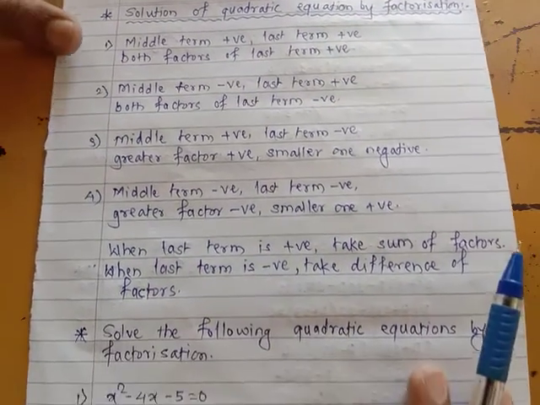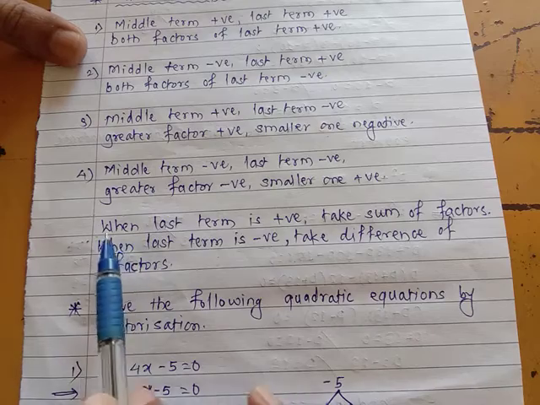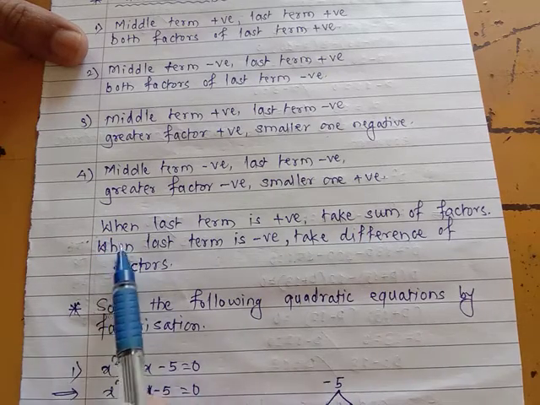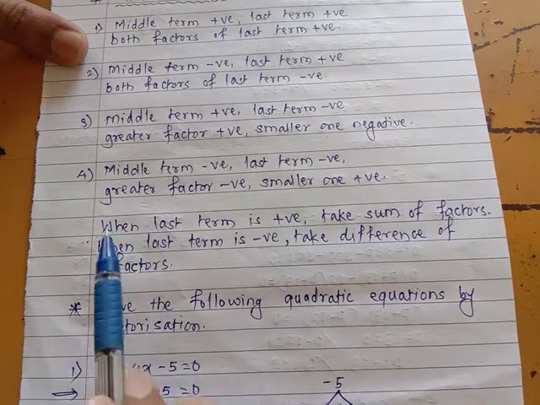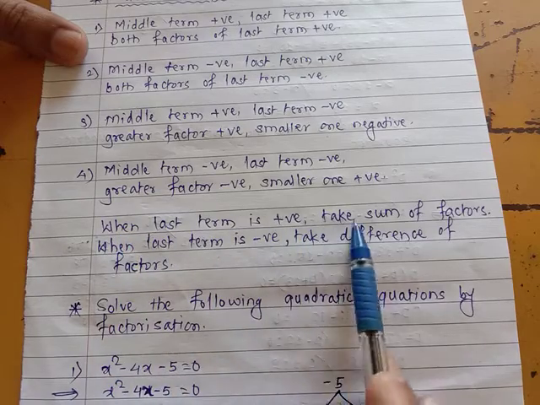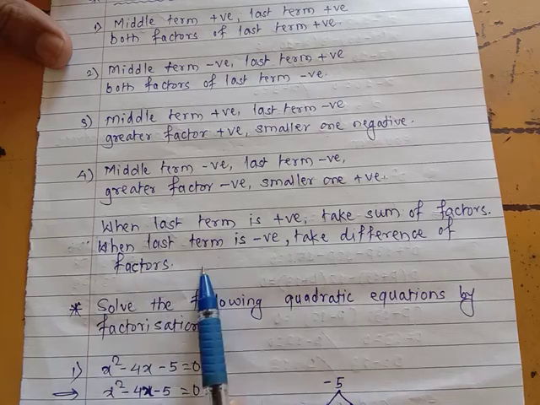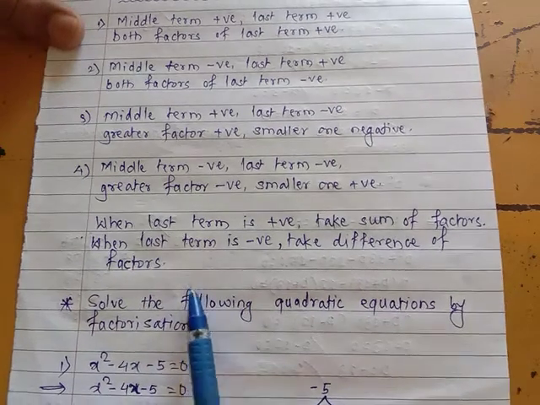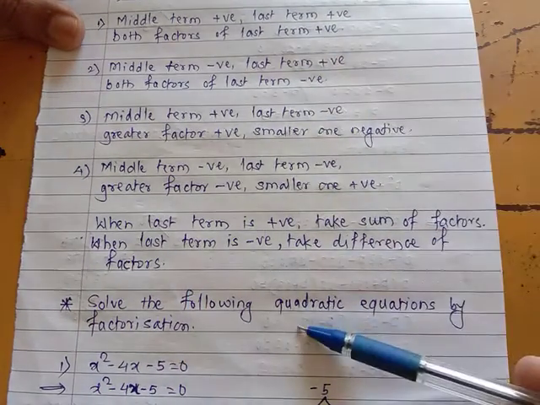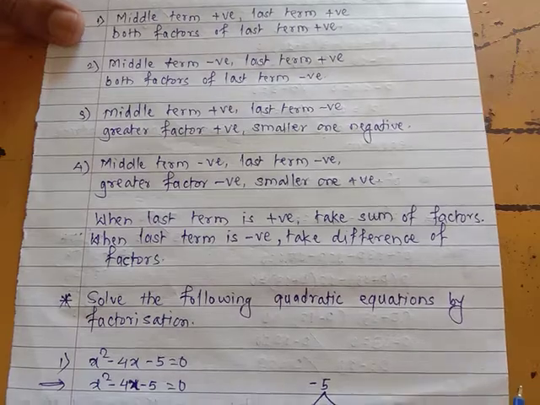Again here are two important hints for taking the sum and difference of the factors. When last term is positive, take sum of factors, and when last term is negative, take difference of factors. Okay, let us understand all these things and all these hints with some examples.